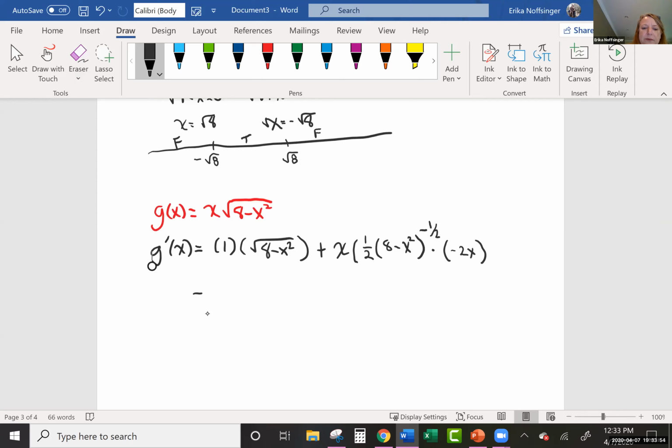So I want to clean this up a little bit. And so this gives me the square root of 8 minus x squared plus, so notice here I have a 2 that's in my numerator, this negative 2x, and I have this 2 from the 1/2 in my denominator. So those go away. I also have this x out here times this x here. So I have an x times a negative x. So this is going to give me actually a minus x squared.